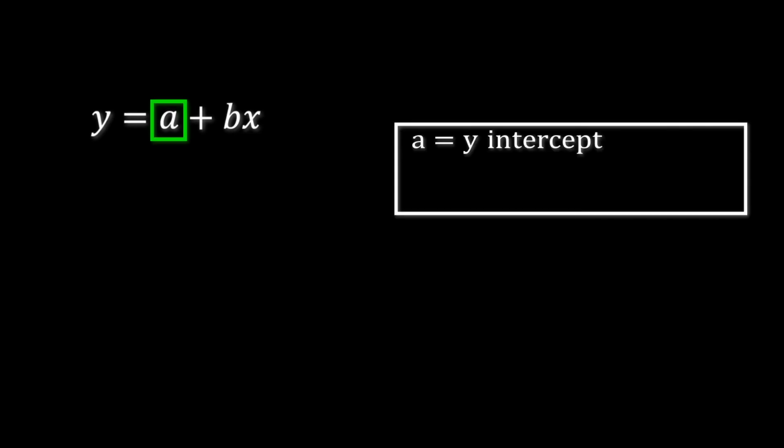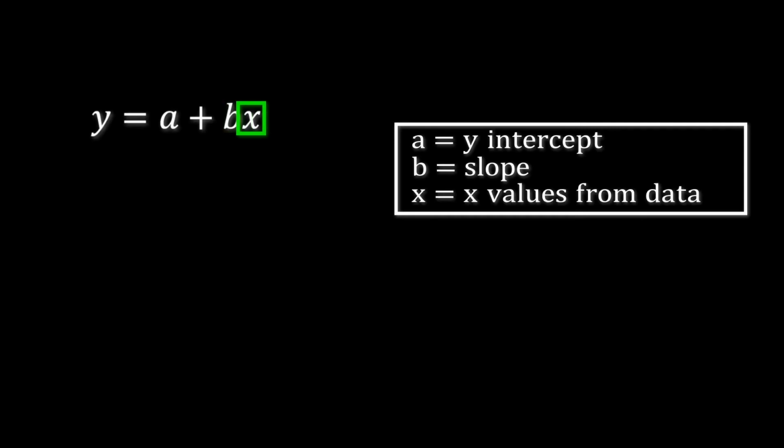Here we have the function y equals a plus bx. A in this case is the value where the graph intercepts the y-axis. B is the slope, and x is just your x values of the data collection from the lab itself.